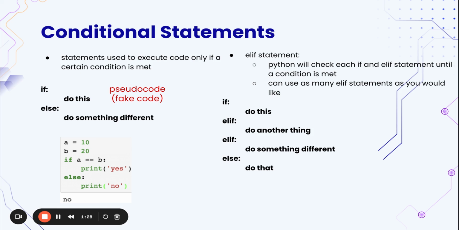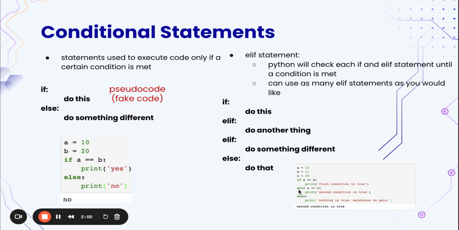Now let's look at a real code example. A equals 10, B equals 11, and C equals 10. If A equals B, print first condition is true. That is not true, so this will not print to the console output. Elif A equals C, print second condition is true. This is true, so Python will just print second condition is true.